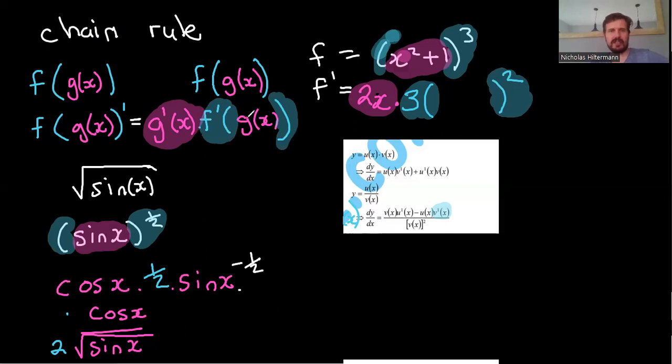And then we leave the inside alone, the g of x alone. So we leave the x squared plus 1 alone. And that's it. And so 2 times 3 is 6. That becomes 6x, x squared plus 1 to the power of 2. And that's our derivative.